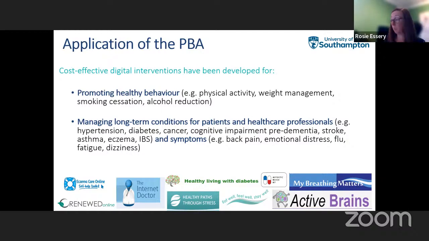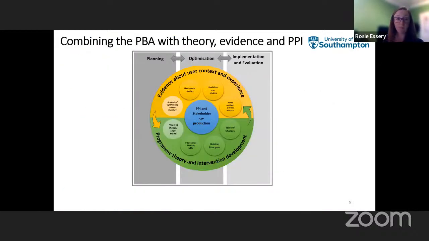And as you can see, it's been applied to a range of different healthcare conditions and contexts. The images along the bottom of this slide are some of the logos from the various predominantly digital interventions that have been developed using the person-based approach.